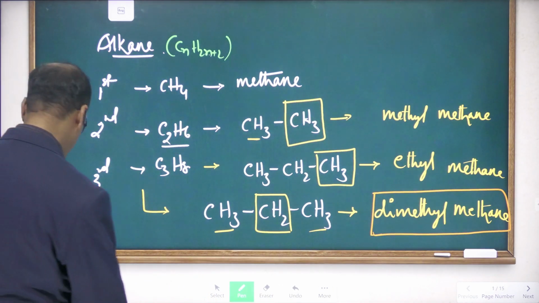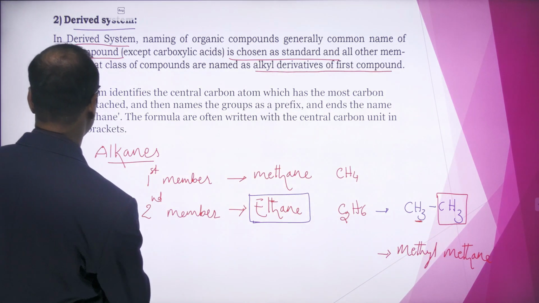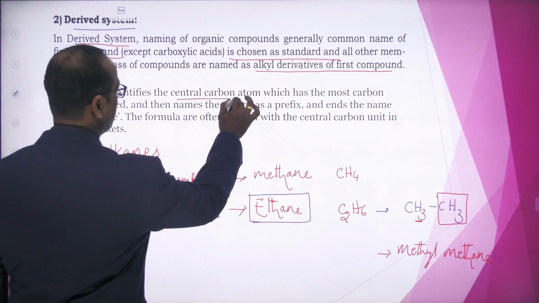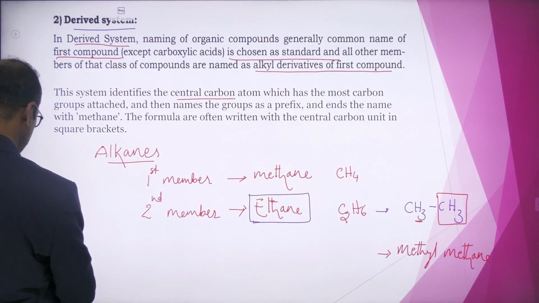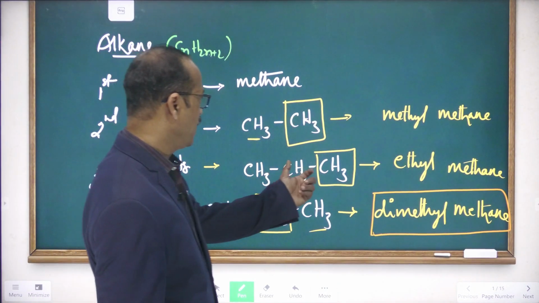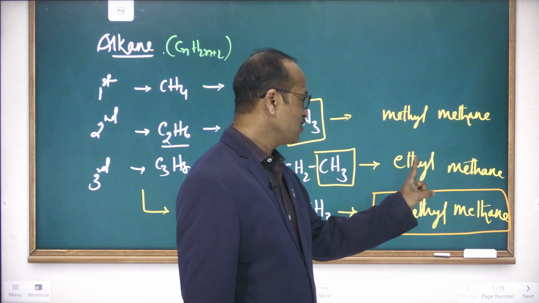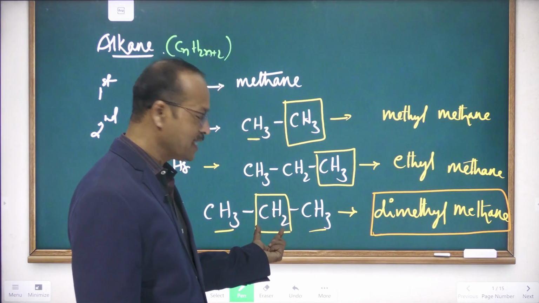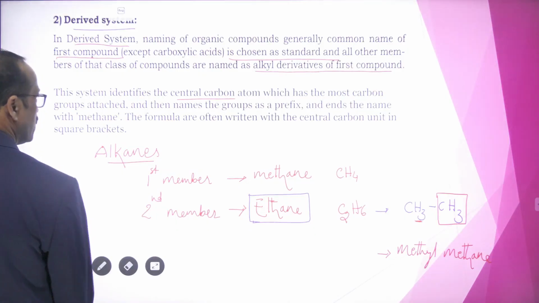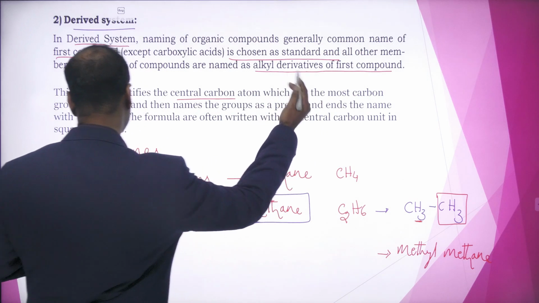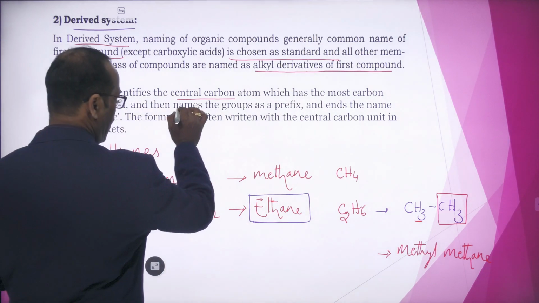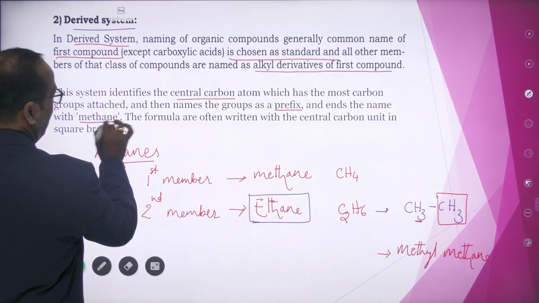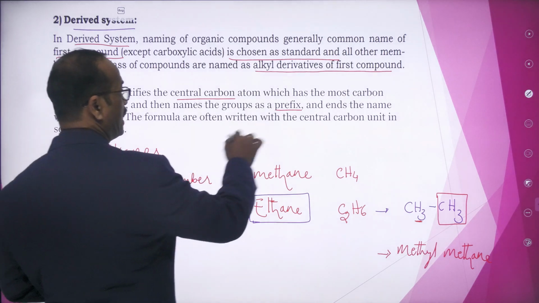Is this clear? Now you see here, this system identifies the central carbon. Which carbon? The central carbon. Here I had taken the last carbon, so this is not a correct method. I said this is the correct method. Why? Because I have taken the central atom, which has the most carbon groups attached, and then the names of the groups as a prefix, and end the name with methane.